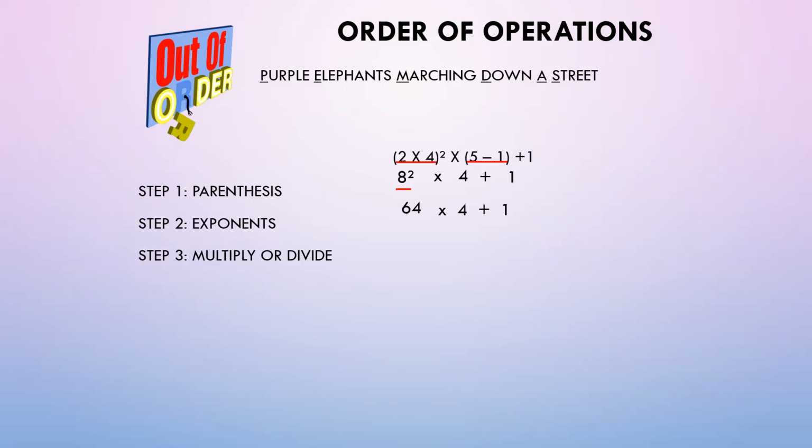The next step is multiply or divide. I have a multiplication right here. And 64 times 4 gives me 256. Then I bring down my plus 1, and 256 plus 1 is 257.